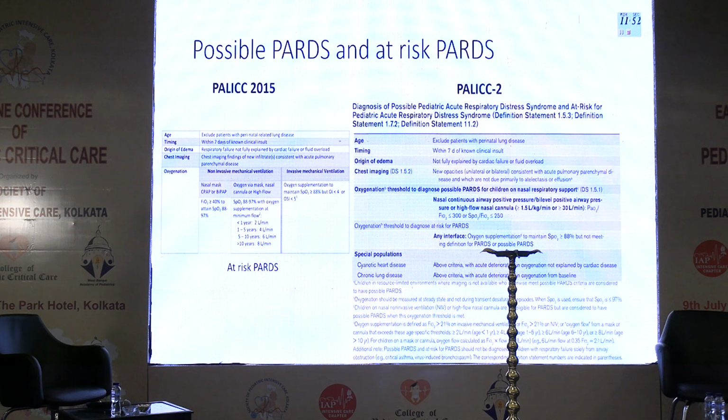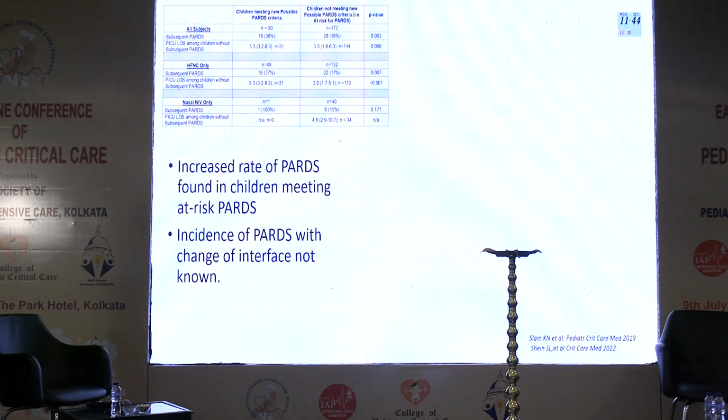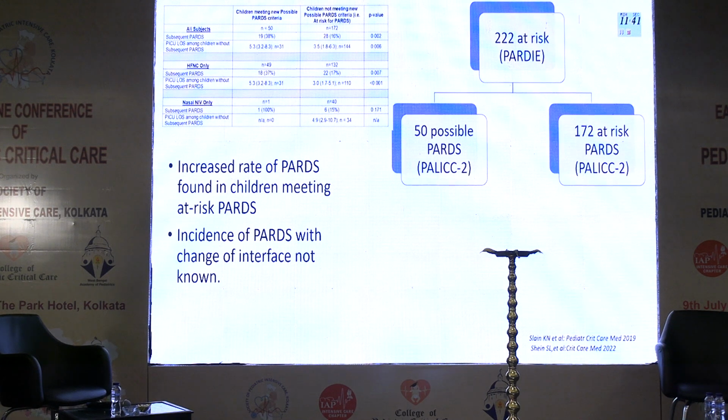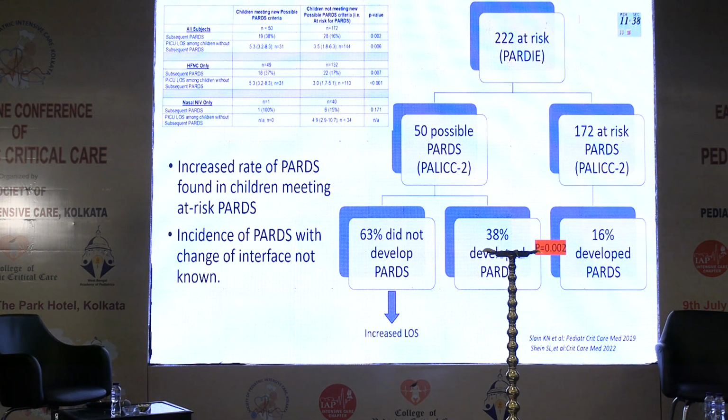So now there are new categories, that is the possible ARDS and at-risk ARDS. So these are the 222 patients of pediatric ARDS. 50 were categorized as possible ARDS and 172 as at-risk ARDS based on the use of respiratory assistance devices. So they found that out of 50, 38% developed ARDS, and in the at-risk, 16% developed ARDS, and there is a significant change.